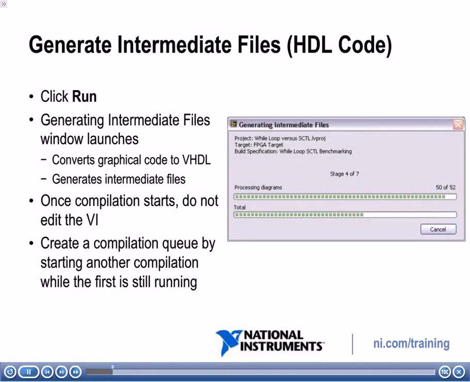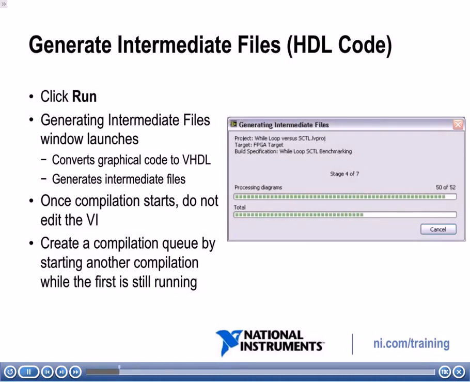Okay, so when you're compiling your FPGA VI and you have your FPGA VI up and you click run, the first thing that's going to happen is it's going to start generating intermediate files. So this window will launch, and in the meantime it'll take that FPGA VI and start generating the HDL code for it.